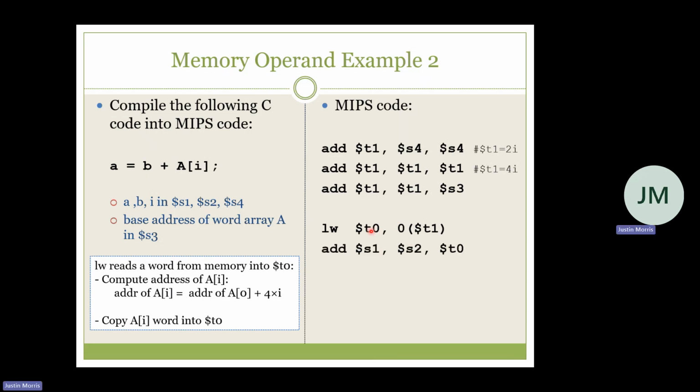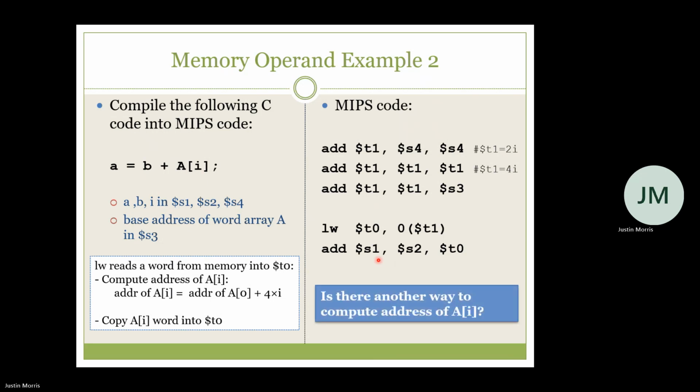And then once we have the data in T0, it's again very simple. S2, which is B, plus T0, which is A at I, into S1. Right? So this is asking, is there another way to compute the address of A of I? And that's what I was talking about with, you can, rather than 2 instructions doing this, shift left logical by 2. Gives you multiply by 4.